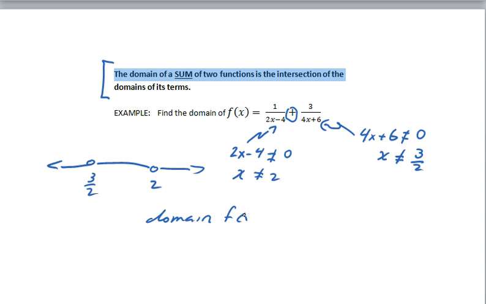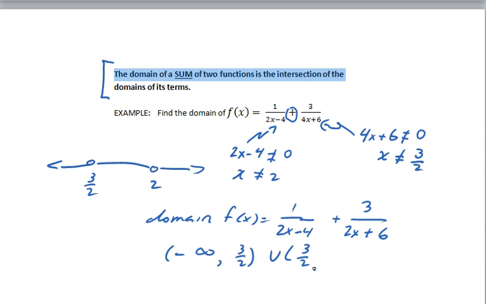So the domain of f of x equals 1 over 2x minus 4 plus 3 over 2x plus 6 is the interval from negative infinity to 3/2 union 3/2 to 2 union 2 to infinity. So I hope these examples have helped you better understand domains.